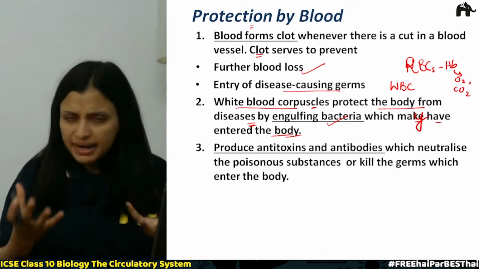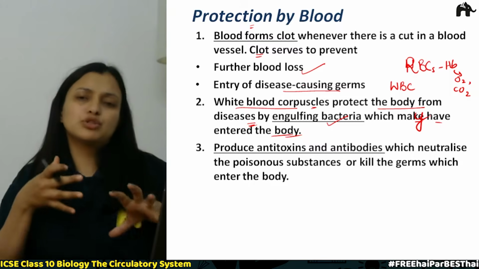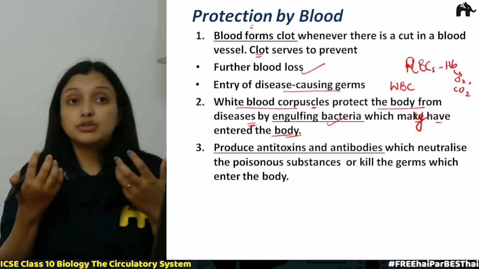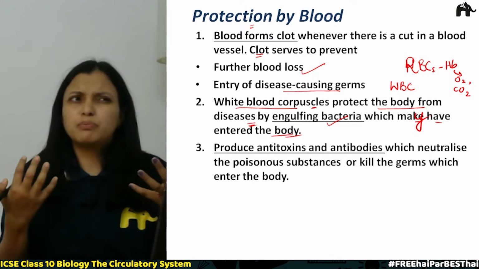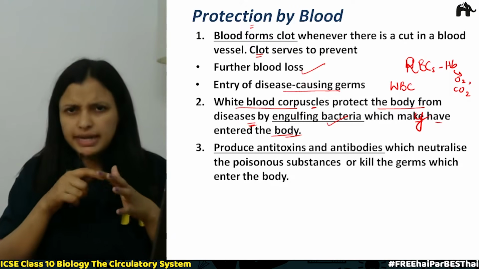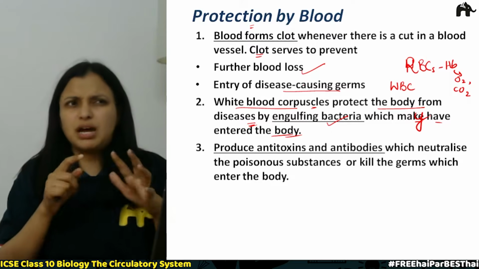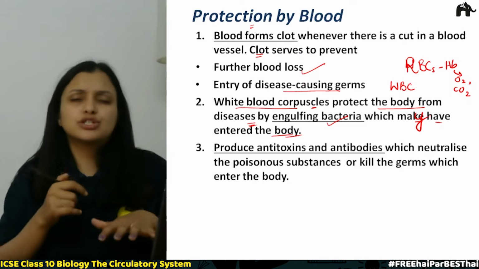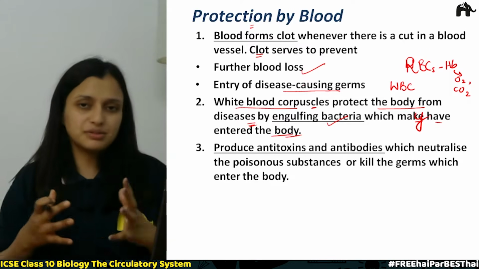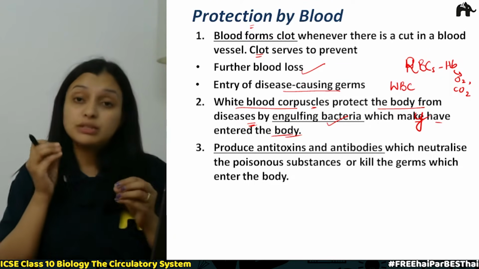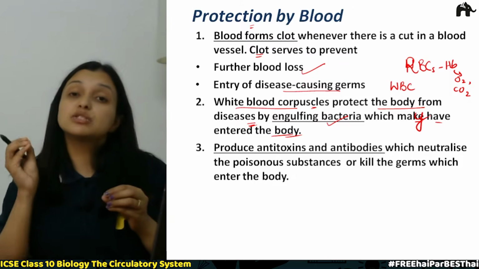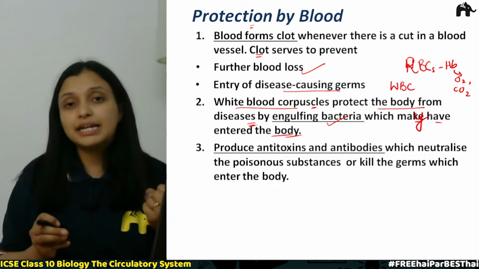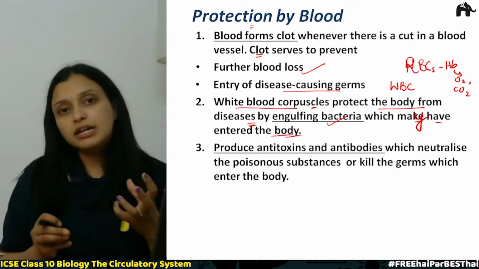It might happen that certain pathogens enter our body in some way or other, either with the food, or from any cut, right? If there is any cut, microorganisms may enter, or through inhalation. So there are many ways microorganisms can enter into our body. There are white blood cells which actually engulf these bacteria. They eat these bacteria and hence protect our body from infections.